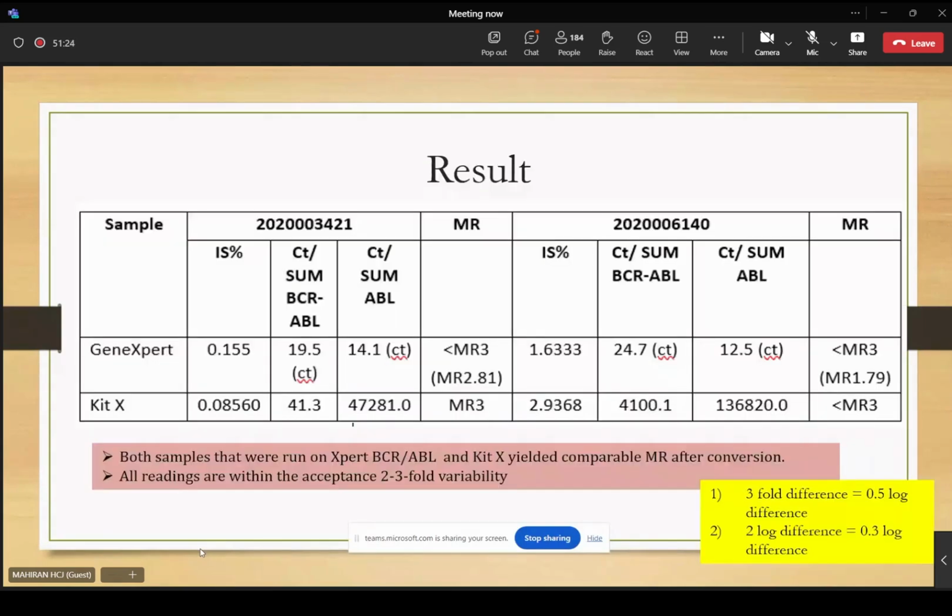So as a result, untuk 2 sampel positif daripada Genexpert dan KitX, kita boleh lihat untuk IS value dan MR juga. So ini perbezaan dia still within 2 to 3 fold variability. Untuk second sample pun sama juga. So both samples that we run on expert BCR ABL and KitX yield comparable MR after conversion.